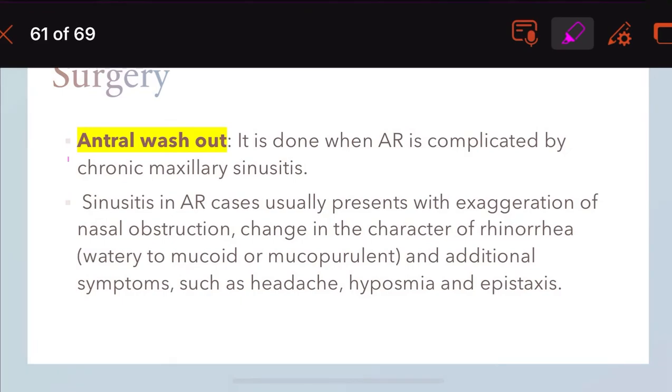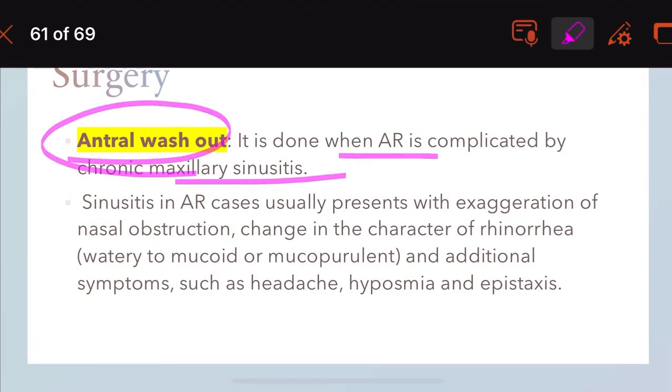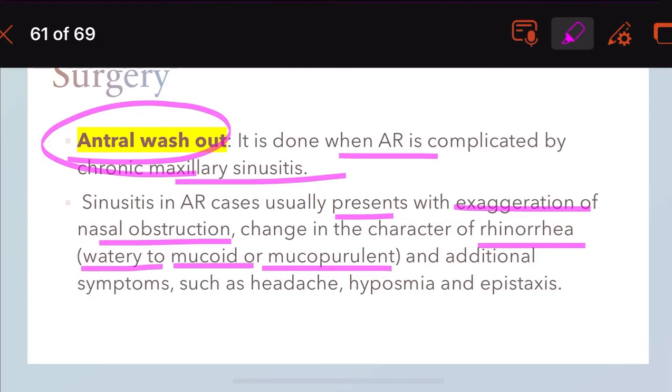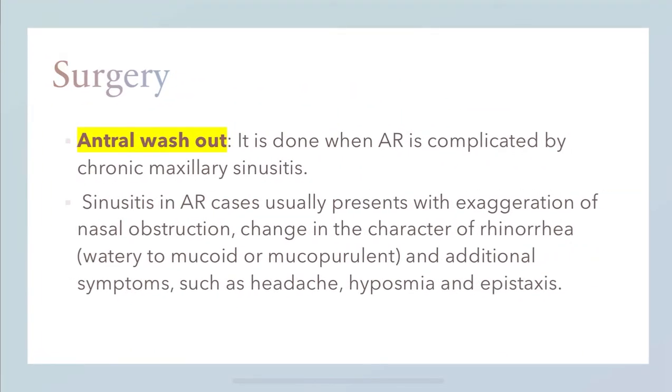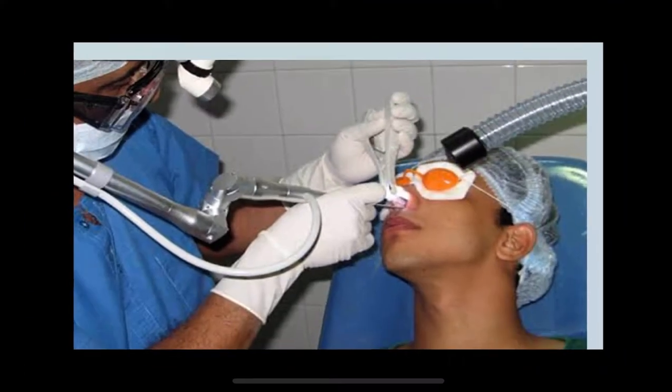So guys, antral washout is done when there is sinusitis. It will present with exaggerated nasal obstruction. There is a change in the character of rhinorrhea, from watery to mucopurulent or mucoid. The additional symptoms were hyposmia, headache, and epistaxis. Hyposmia is the reduced sensation of smell. Now you can see the antral washout in the picture.